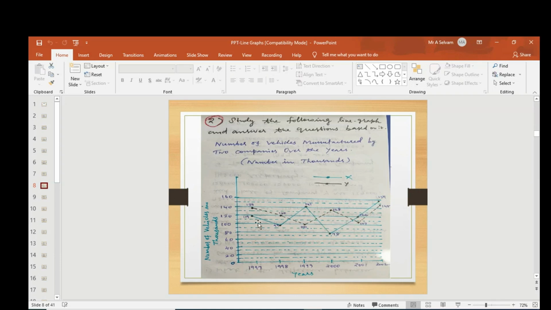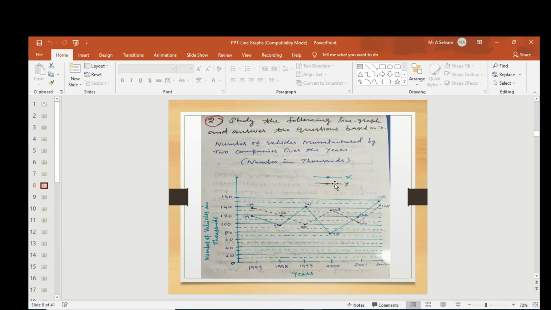In the Y axis, they have taken the number of vehicles in thousands. Look at this important point, number in thousands. I will tell you how to consider it, don't worry. In the x-axis, they have taken years: 1997, 98, 99, 2000, 2001 and 2002. So from 1997 until 2002 they have taken years. Now the values, we have to consider in thousands.